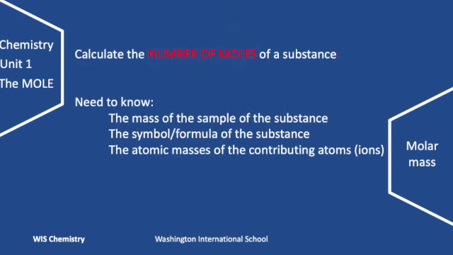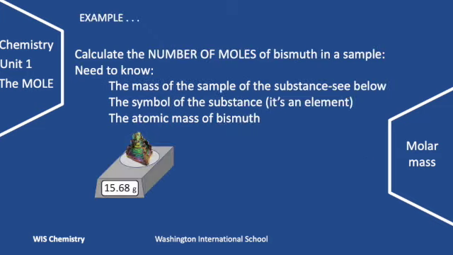So when you're working out the number of moles of a substance, you need to know the mass of the sample that you've got, the symbol or the formula, symbol if it's an element, formula if it's a compound, and the atomic masses of all the contributing atoms, or there we can have ions. So let's look at an example with bismuth.